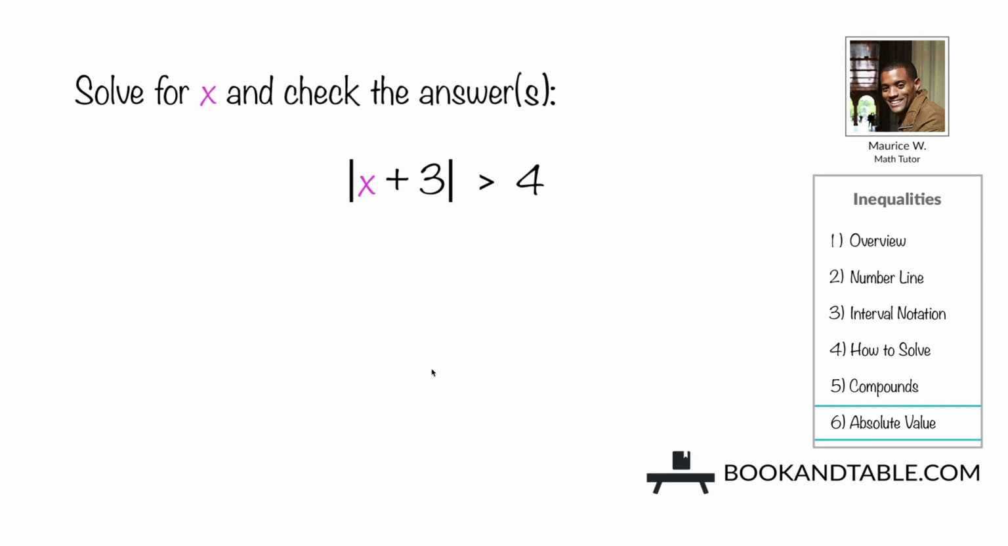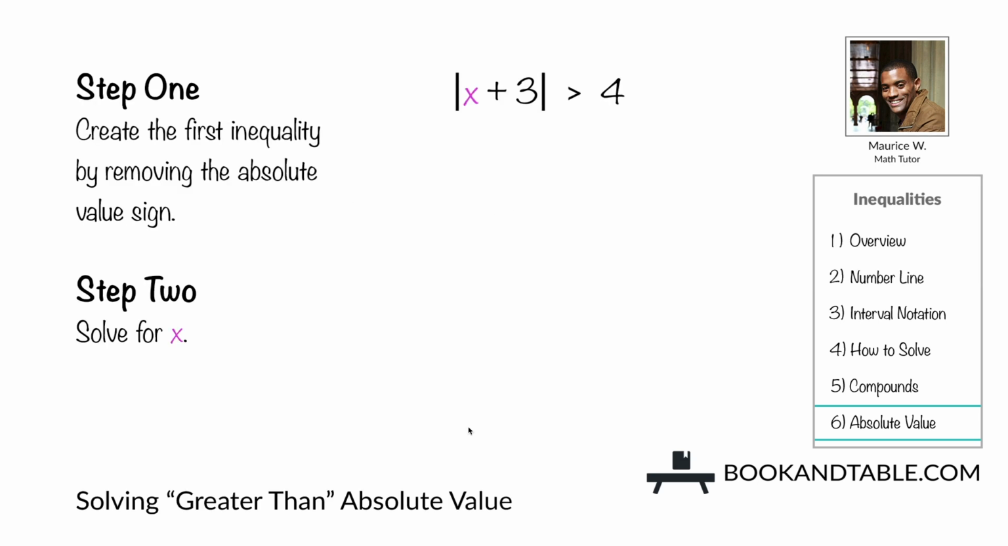So let's walk through an example together. Solve for x and check the answers. The absolute value of x plus 3 is greater than 4. So for this one, create the first inequality by removing the absolute value sign. So we have x plus 3 is greater than 4. And now we can solve for x.